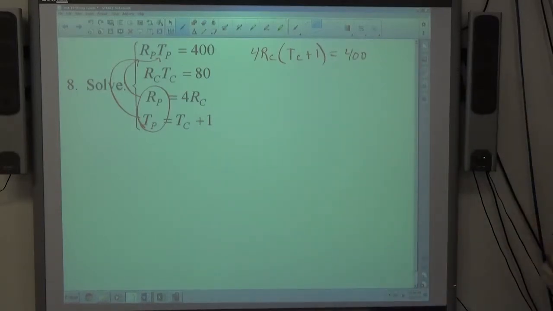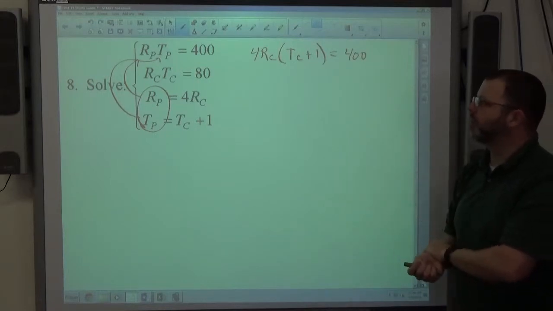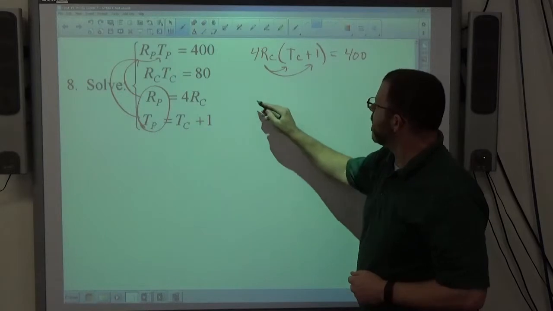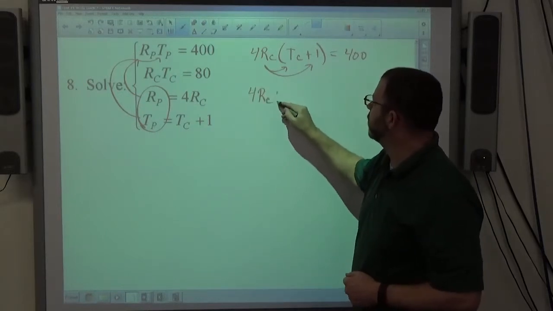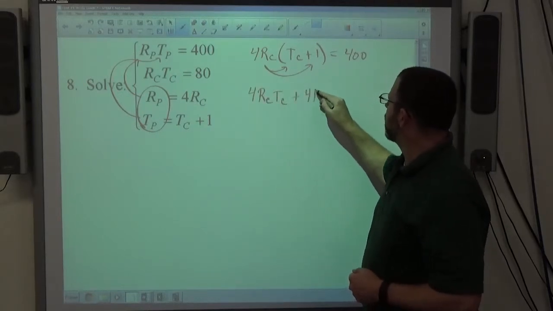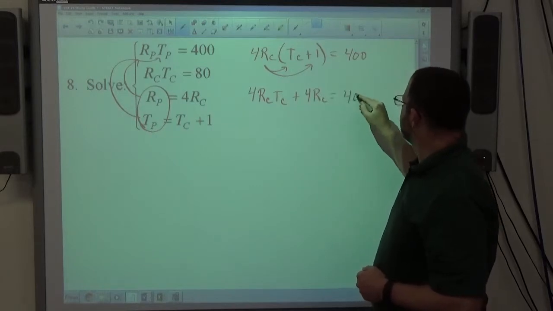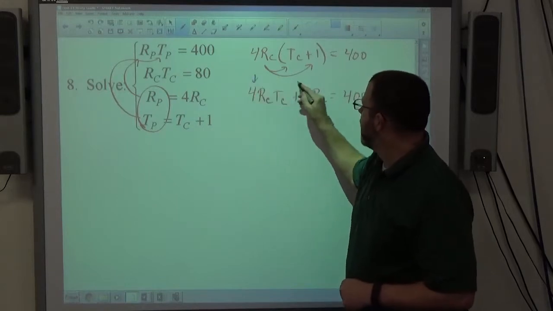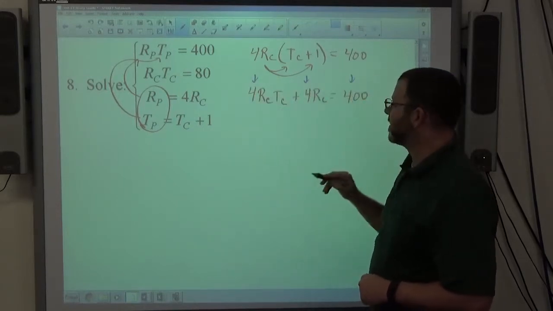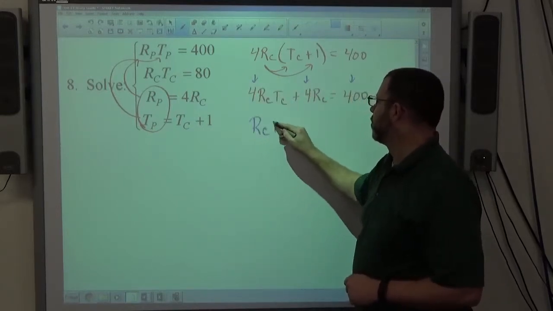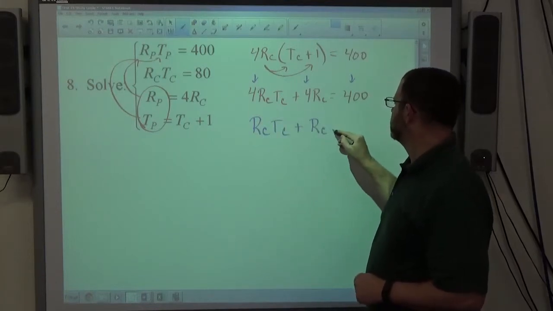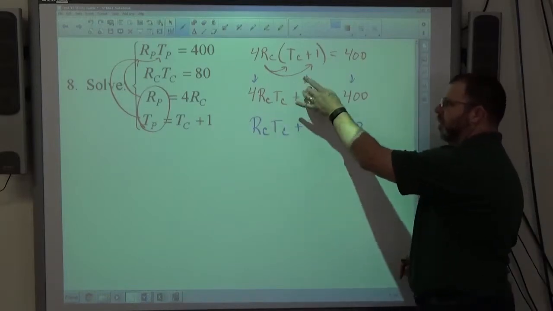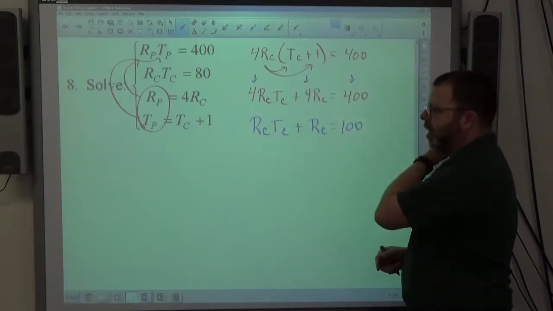So that's step 1. Do a substitution of the bottom two into one of the top two equations. Then you distribute, simplifying as much as possible, 4r sub c t sub c plus 4r sub c is equal to 400. Not required, but probably going to happen. Every one of these numbers divides by 4. That is legal. It's worth doing. In my book, it makes the number smaller. So to divide everything by 4, you get r sub c t sub c plus r sub c is equal to 100. Everything divided by 4.